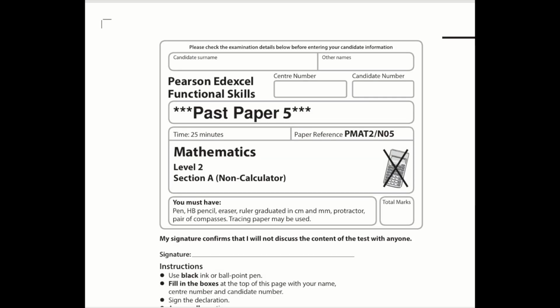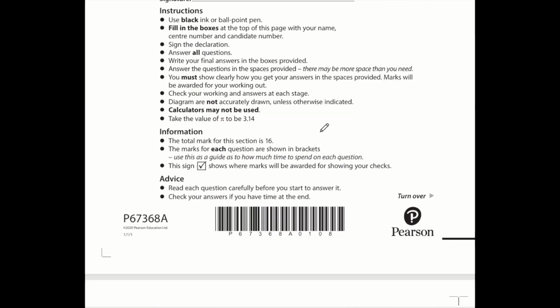Here are the video solutions for Pearson Edexcel Functional Skills Maths Level 2. This is section A, which is the non-calculator section from past paper 5.